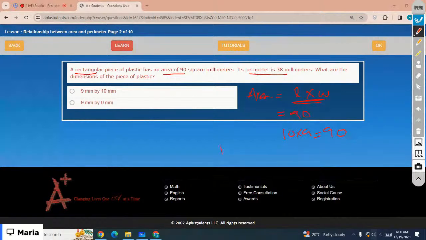Check for the perimeter also. Perimeter is the sum of all four sides. That is the rectangular shape, so two of the side lengths are 10 and two of the side lengths are 9. Just add 10 and 10, 20, 29, and 9, 38. See, when you multiply 9 times 10, that makes 90, and when you add them, they make 38. That means the correct option is that the dimensions of the plastic are 9 by 10. Got it? The correct option is option number 1, that is 9 by 10.